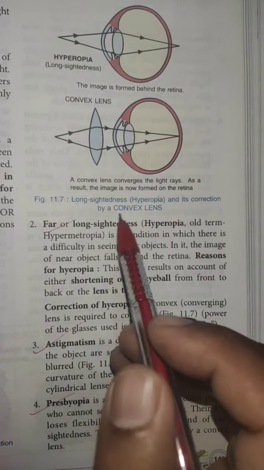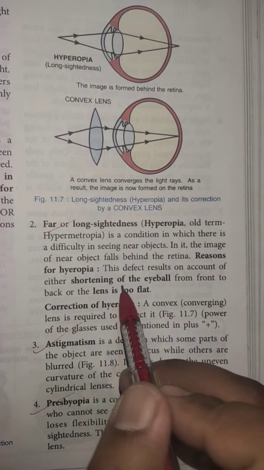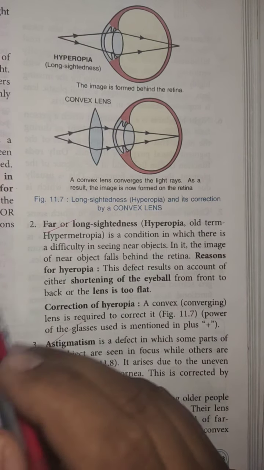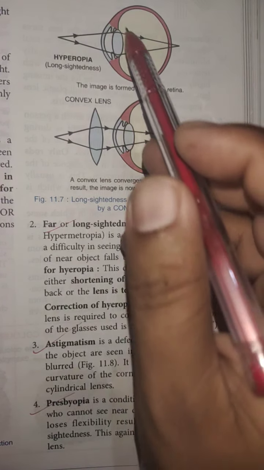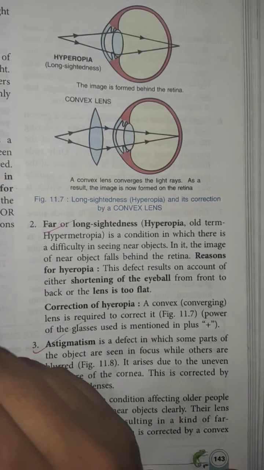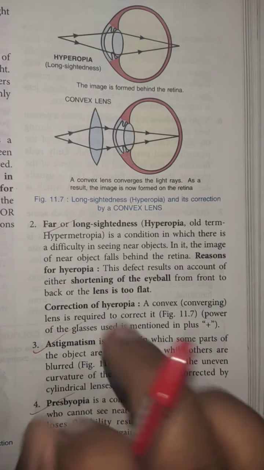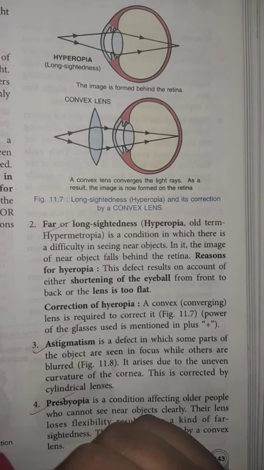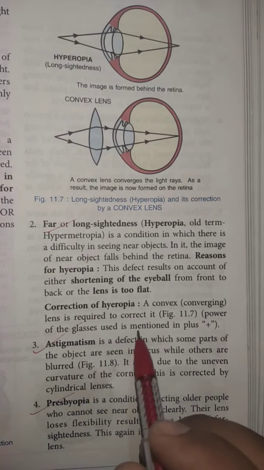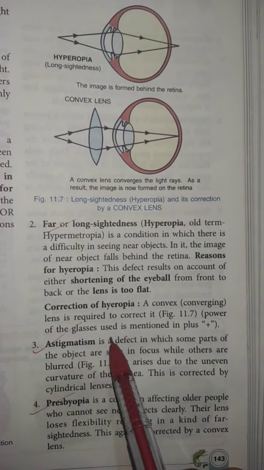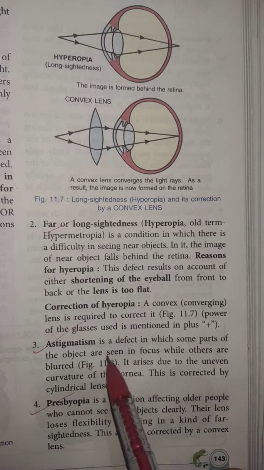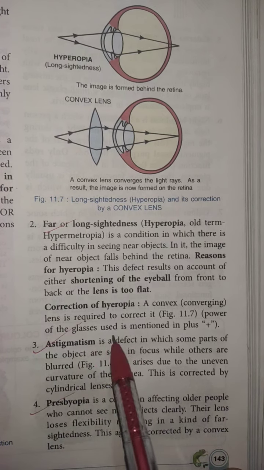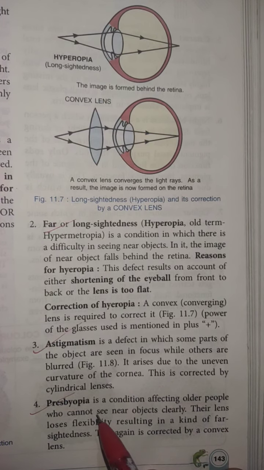The reason for this defect is shortening of the eyeball, whereas in myopia it is lengthening of the eyeball. The lens is too flat, whereas on that side the lens is too curved. So you can note the differences. The correction is a convex lens, and the power of this is mentioned with a plus sign.